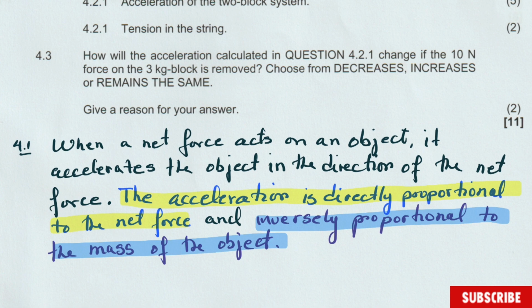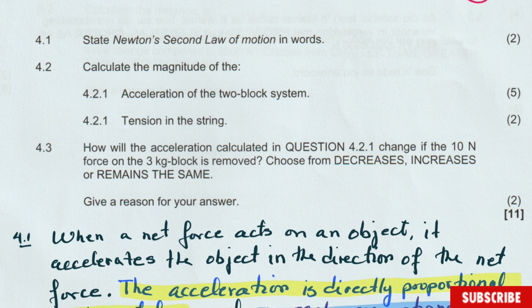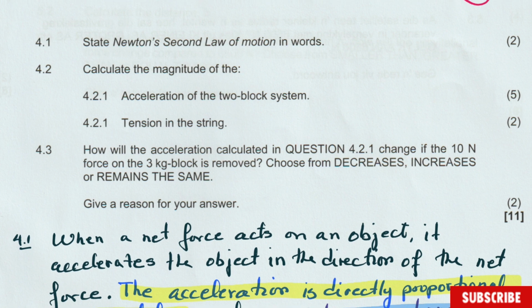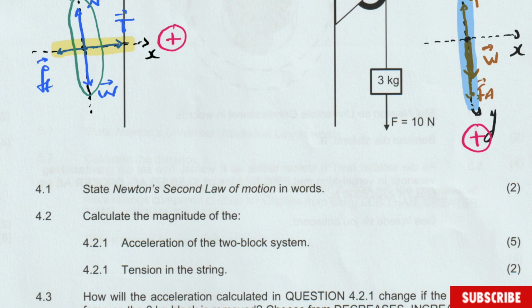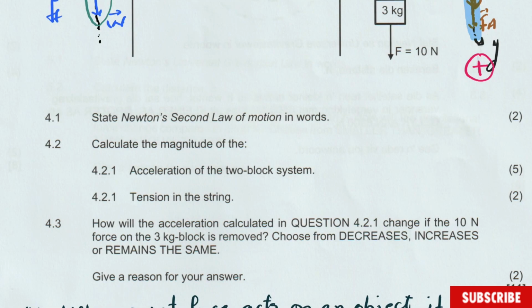They say the question 4.3, how will the acceleration calculated in question 4.2.1 change if the 10 Newton force on the 3 kilogram block is removed? Choose from decrease, increase, or remain the same, and give a reason for your answer. And guys, it's very, very easy. If you take off this force here, what is going to happen is that the net force on the 3 kilogram block is less. So the answer is then decrease. Decrease is the answer, and the reason is because the net force on the 3 kg is smaller.